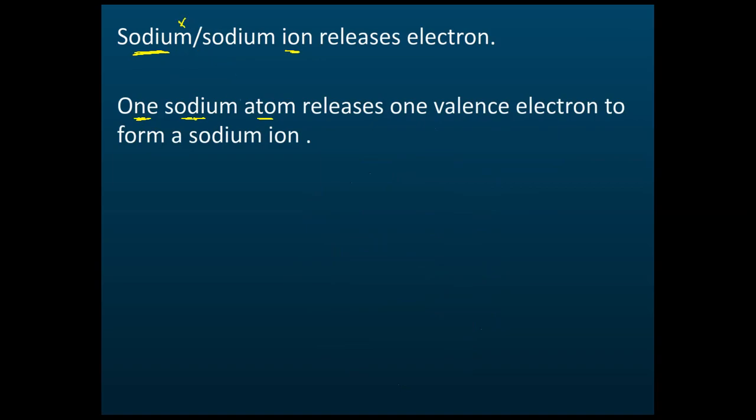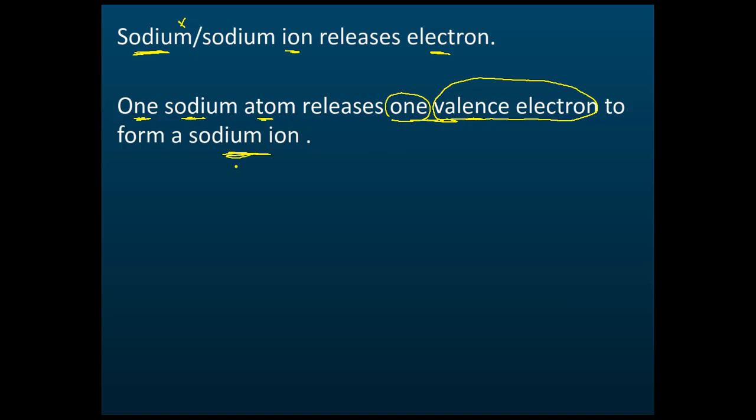One sodium atom releases 1 valence electron, okay? Not just "release electron." How many electrons? Which electrons? You must tell. So it released 1 electron. Which electron? The valence electron, that is the electron in the outermost shell, to form sodium ions.